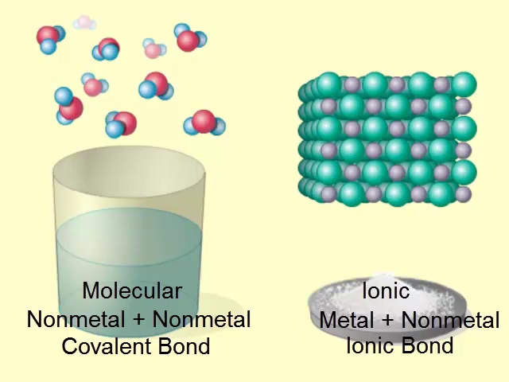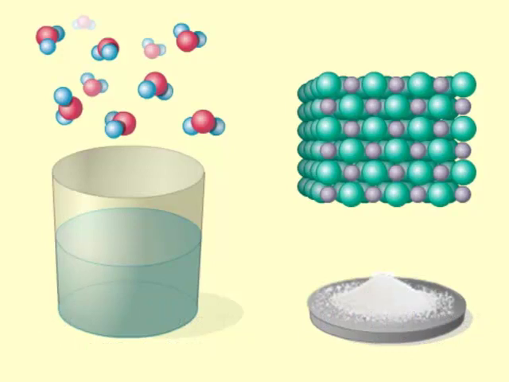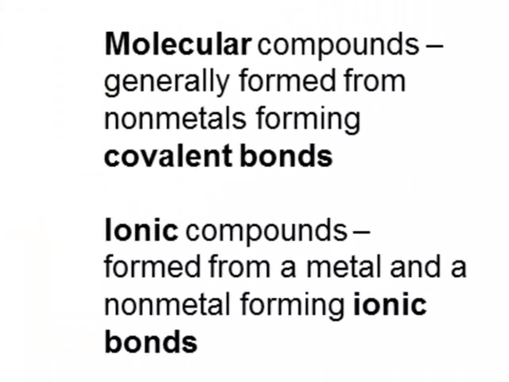Now the properties of these two are quite different. If we look at water, water is a liquid at room temperature. If we look at salt, it's a solid at room temperature. The reasons for that involve in part those bonds between those atoms. So understanding whether we're dealing with a molecular compound, which is formed from nonmetals and has covalent bonds, or whether we have an ionic compound, which is formed from a metal and a nonmetal, and that metal and nonmetal form an ionic bond, it's going to be important to distinguish between those. And it's going to be very important when we get to our naming rules, because we're going to have different types of rules for these different types of compounds.